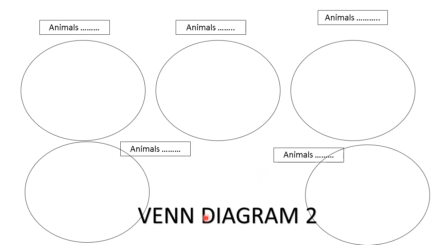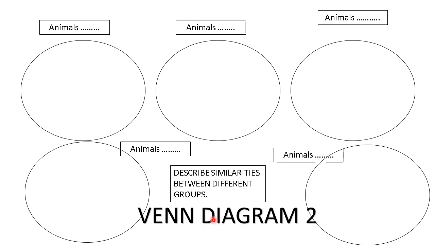And finally, you need to describe similarities between different groups. For example, you take your first group here and the second group and see if there are similarities between these groups or other different groups. This is your diagram number 2. Remember, you need to describe similarities between groups too, and not just draw the diagram.